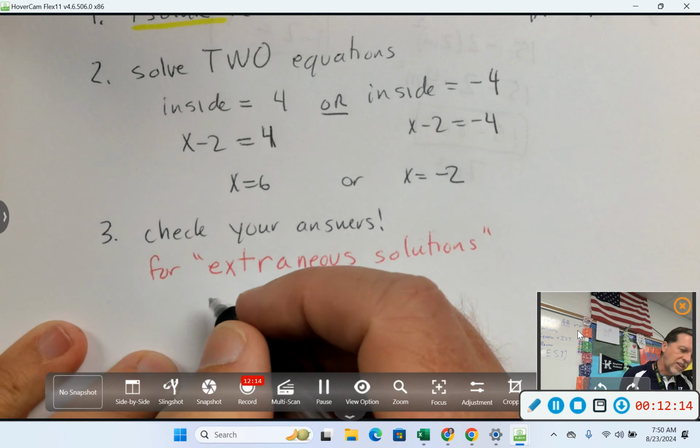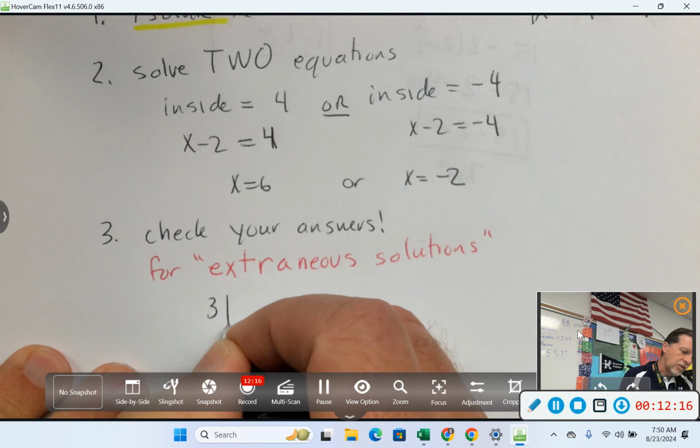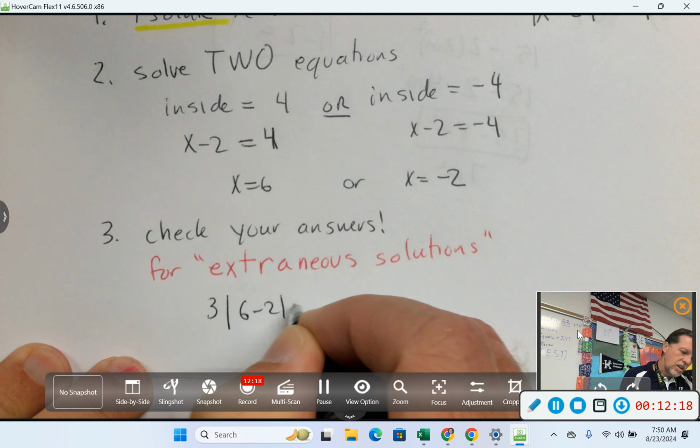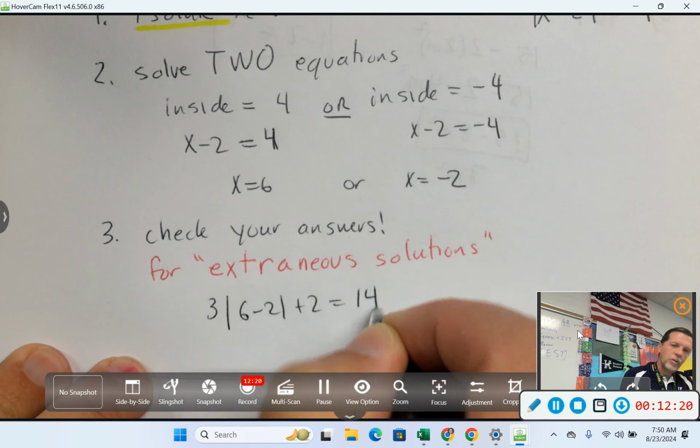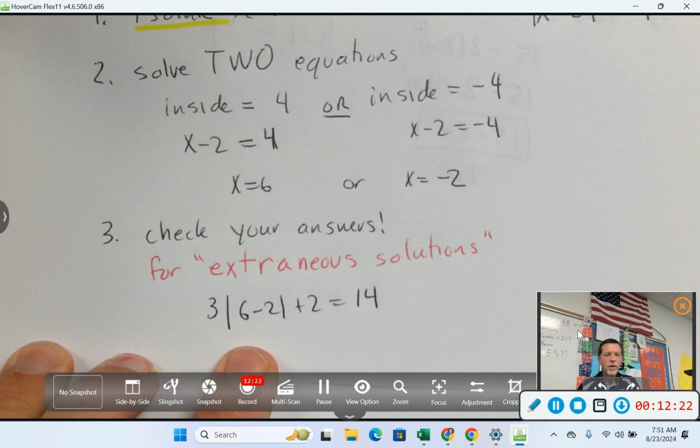So let's check these answers back into the original. And checking is usually pretty quick. 6 minus 2 is 4, times 3 is 12, 12 plus 2 is 14. Yep, that one worked.